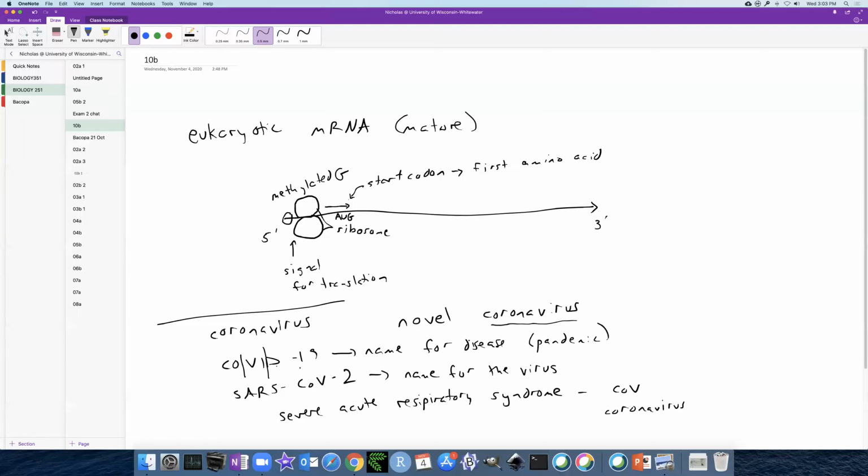Coronavirus disease, and the 19 for 2019 when it was first known. So it's certainly boomed on the scene in 2020, but it was known at the very end of 2019, and then it got this name COVID-19.